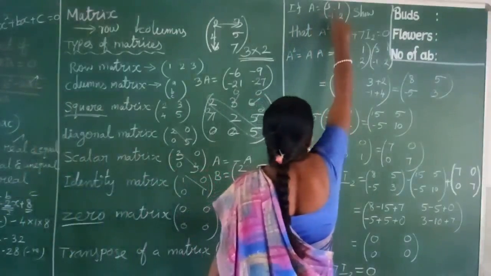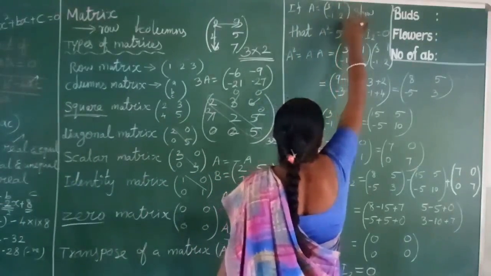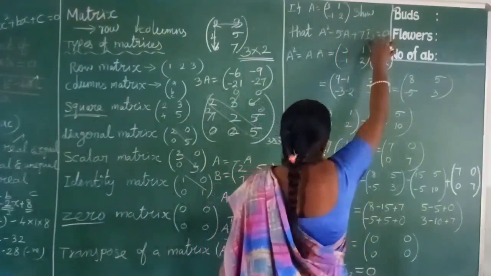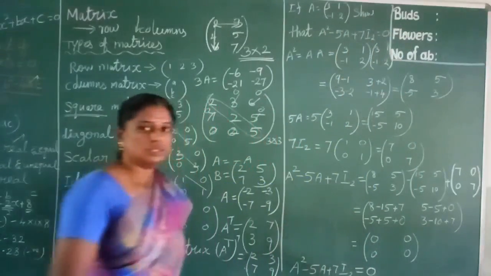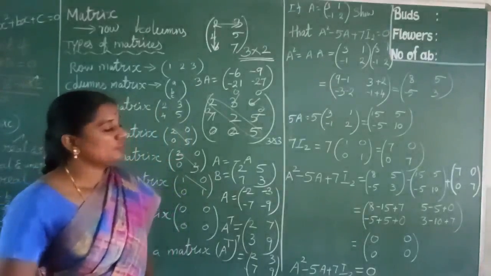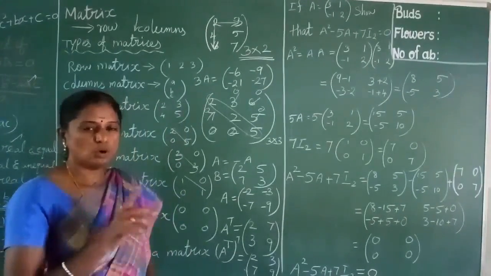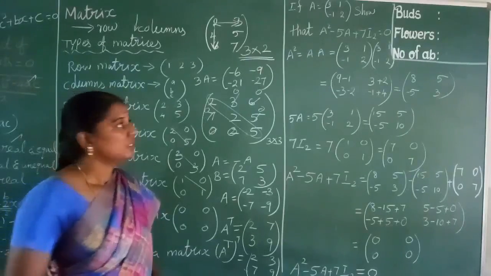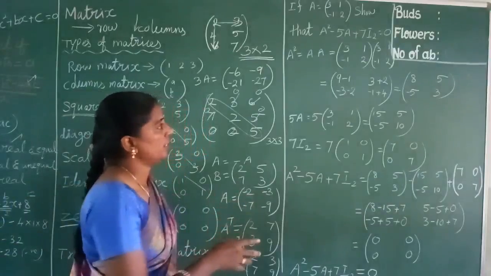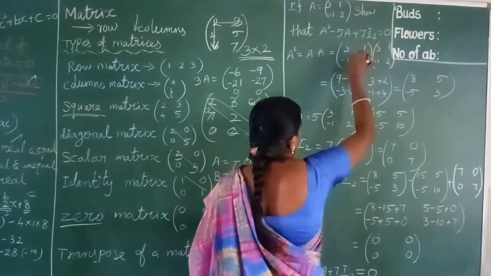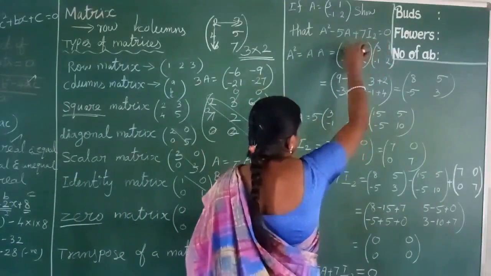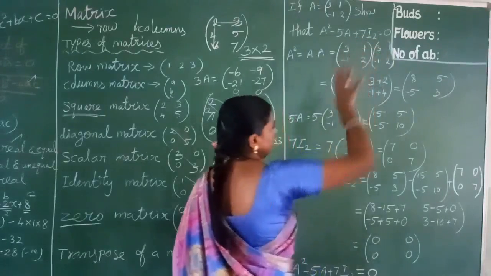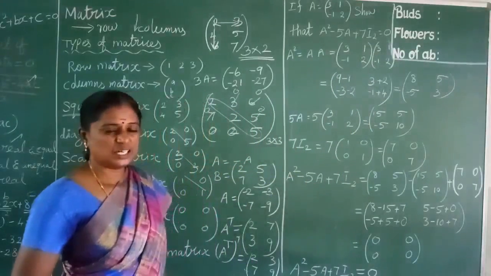If A is equal to [3, 1; -1, 2], show that A square minus 5A plus 7I2 equals 0. Here, how do we find A square? Don't put whole square. A square can be written as A into A. Some students have put whole square, so the elements 3, 1, -1, 2 squared become 9, 1, +1, 4, like that. That is the wrong answer.